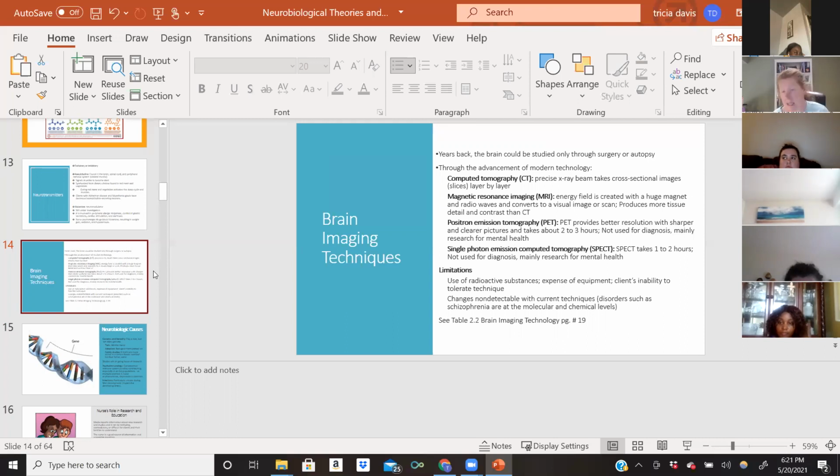So this is another test that takes a little bit of time. About 1 to 2 hours. Again, we don't use it for medical diagnosis. It's mainly for research. So some of the limitations that you would find for having these tests performed is the use of radioactive substances. Do they have any allergies to the contrast, things like that? Can the client tolerate it? And then the expense of the equipment.